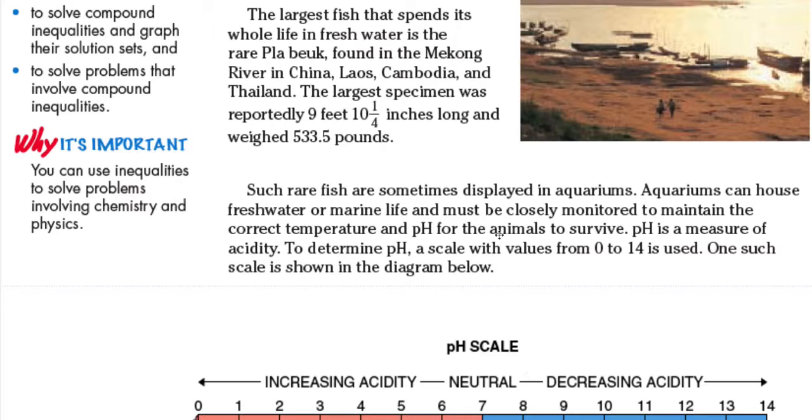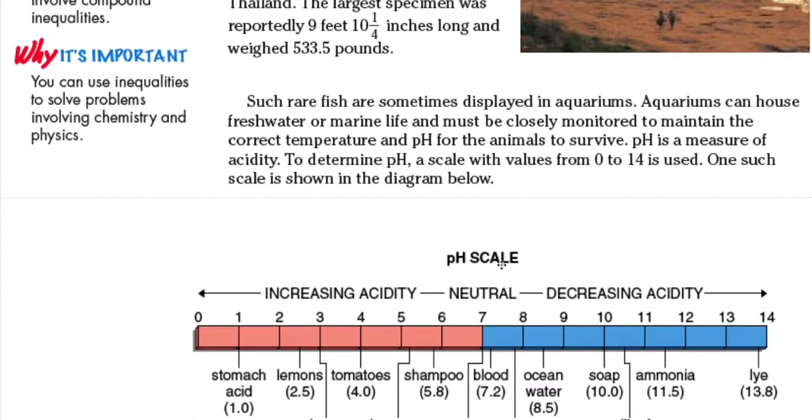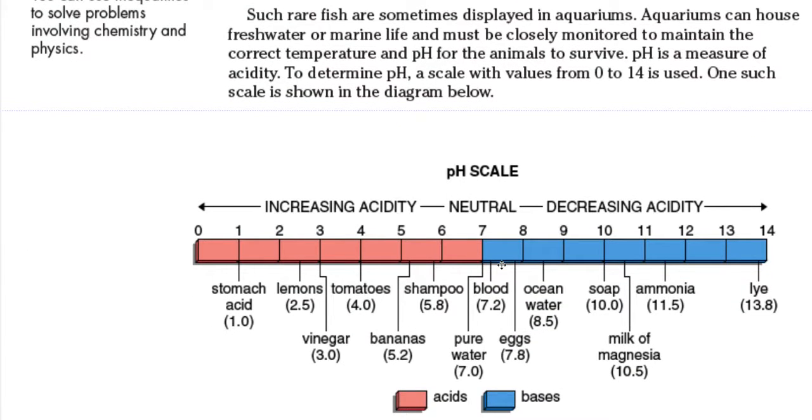To measure the pH, a scale with values of 0 to 14 is used. One such scale is used in the diagram below, and this is a good example of a pH scale. You have 7 as the neutral number, and as you go to the left of 7 going to 0, less than 7 will give you increasing acidity. As you go to the right of 7, from 7 to 14, that'll give you decreasing acidity.